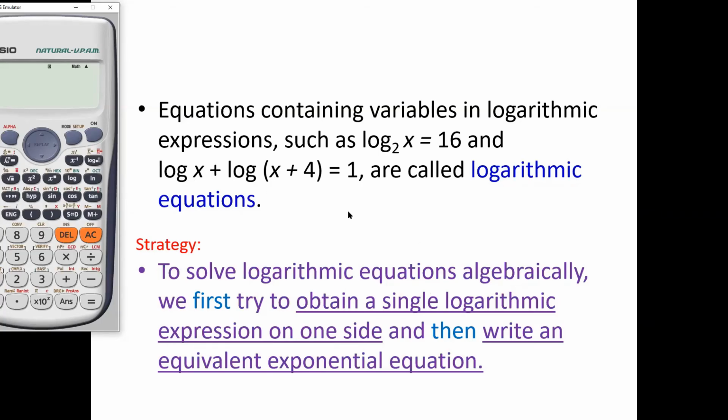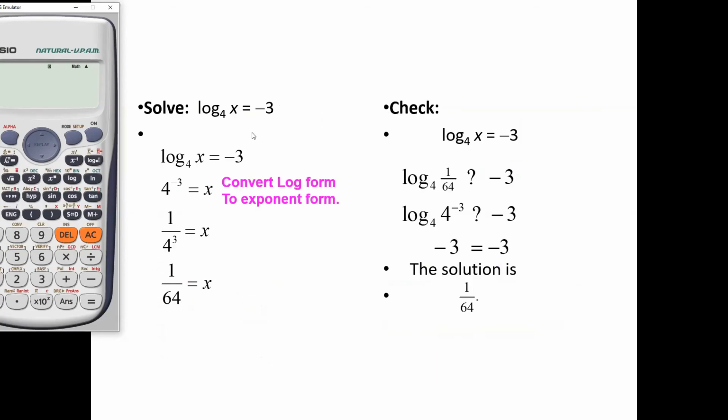Now, here's your general strategy for equations like these two up here. You first try to simplify it and see if you can get a single logarithm expression on one side using the multiplication, division, and power rules. Then change it to exponential form and solve it like we've been doing. So that's your general way to go about doing these.